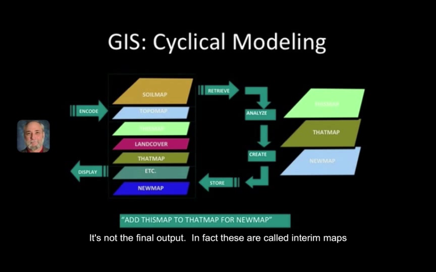It's not the final output. In fact, these are called interim maps because they're part of a larger analytical process. The idea is that you do bits and pieces or parts of a model, put them together, and then take those components and combine them to make a larger model. So this clearly indicates that GIS is a cyclical process as opposed to a linear process that you would find in computer-aided design and or computer-assisted mapping.